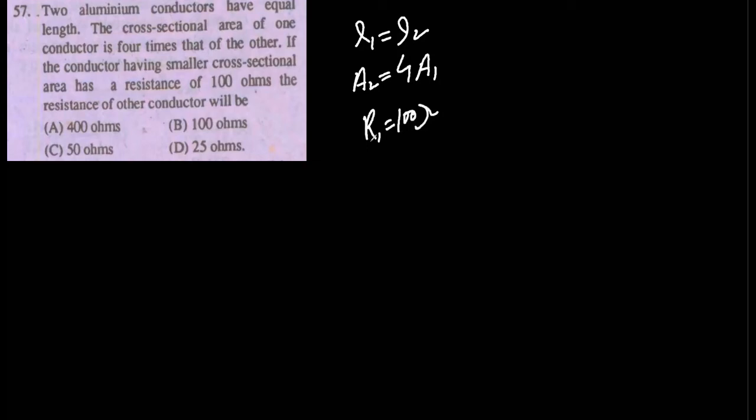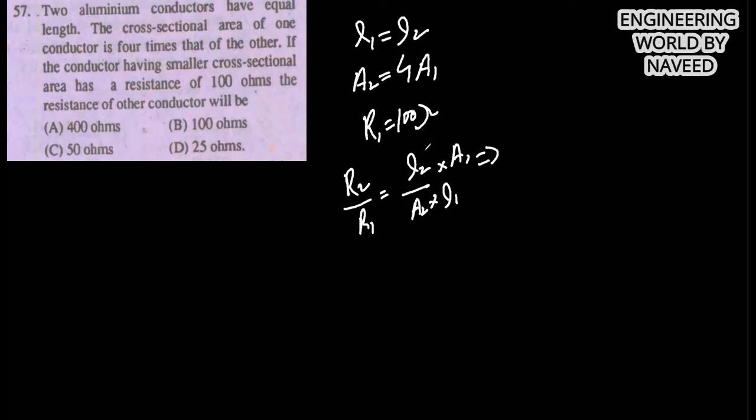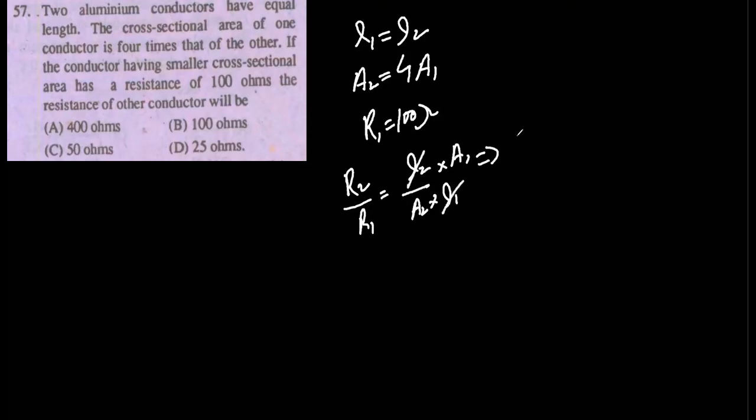The resistance of the other conductor will be equal to, so in this case, R2 divided by R1 is equal to L2 divided by A2 times A1 divided by L1. L2 is the same as L1, so this will cancel out with this. A1 is A2 divided by 4. So R2 is R1 times 1 divided by 4, that is 100 divided by 4, which is equal to 25 ohm. So option D is the correct answer.